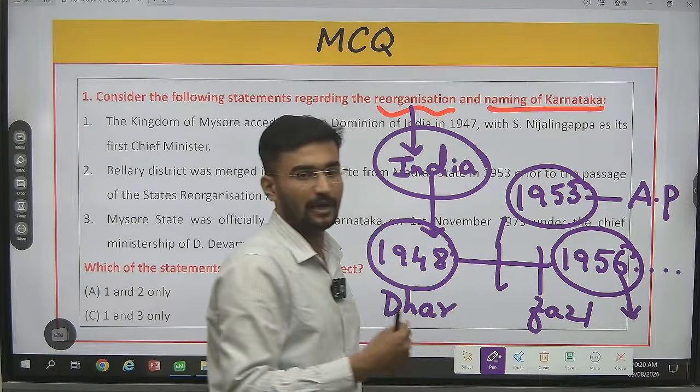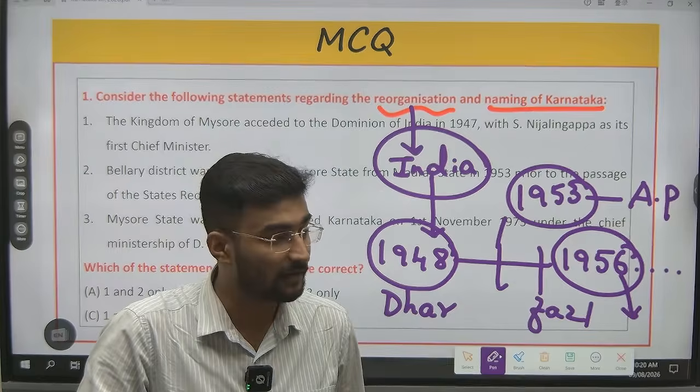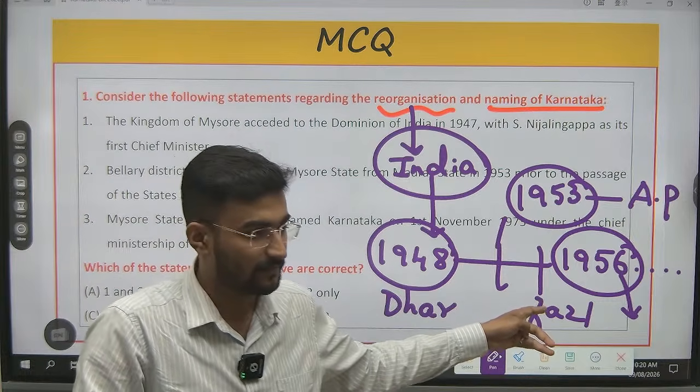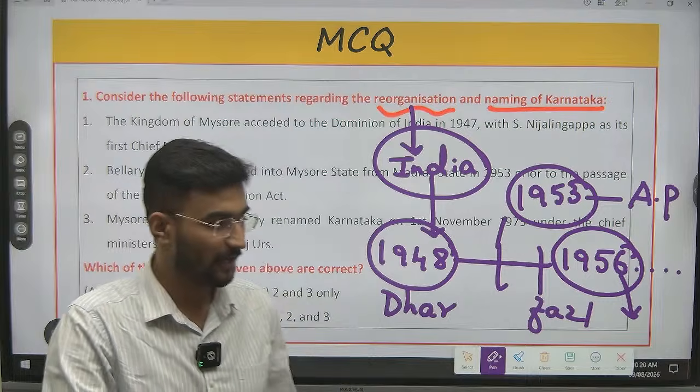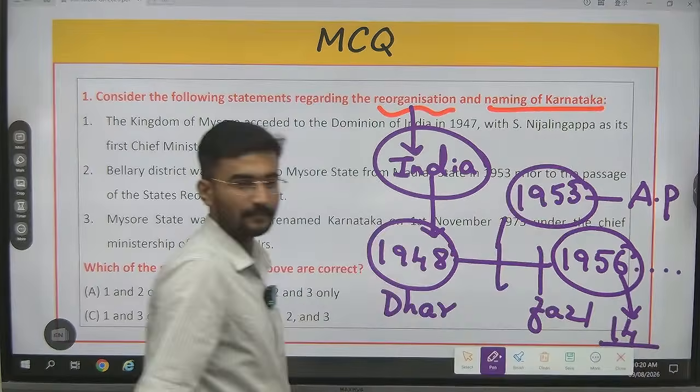Now how many states were created in the year 1956? 19? How many states have been created during 1956? It is 14 states. Only 14 states were created. It's not 19, it is 14 states.